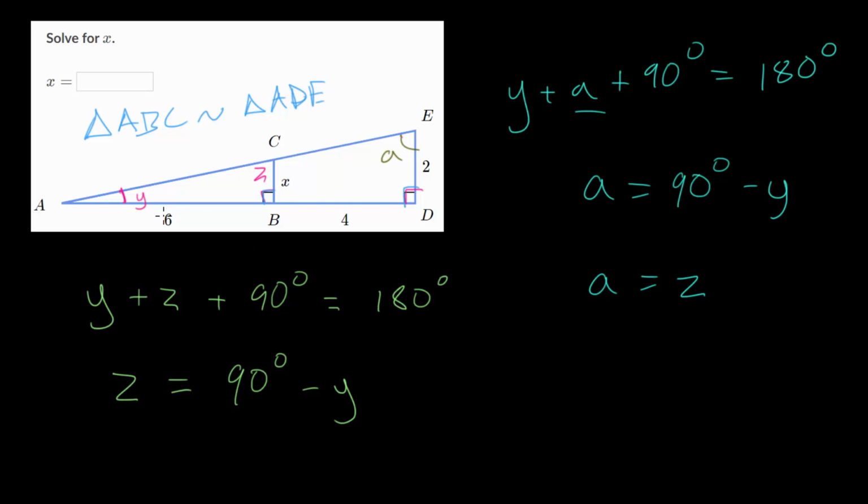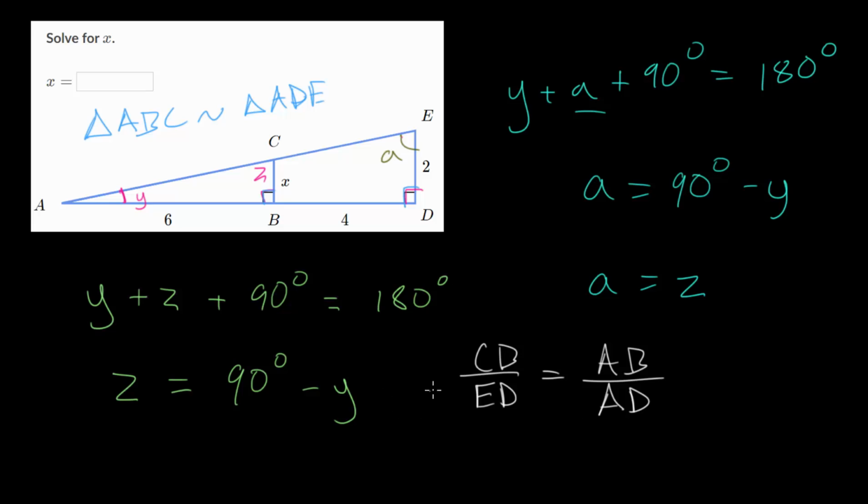So let's set up that equation. We can say that the ratio of CB compared to ED, or we can look at it flipped over, its reciprocal, is equal to the ratio of AB compared to AD in the bigger triangle. And remember that when we look at these ratios of corresponding sides, they're always equal to the same number.